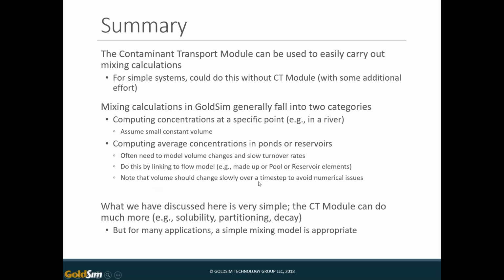It turns out within GoldSim the volume in a mixing cell cannot change rapidly over a single time step. If it changes too rapidly, we run into some numerical problems, and GoldSim will actually throw an error message and say, hey, this is turning over too quickly. You need to shorten your time step. But GoldSim will tell you if it encounters that. In general, if your volume is changing in a mixing cell, you want it to change slowly, a small amount within one time step. Just a little aside there.